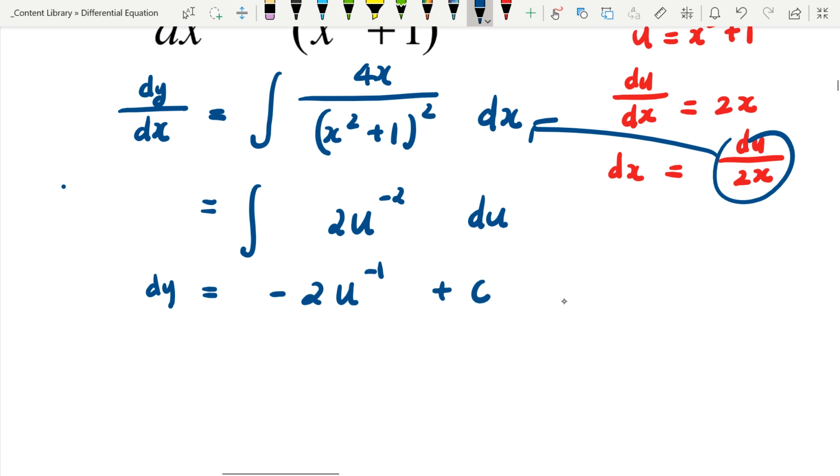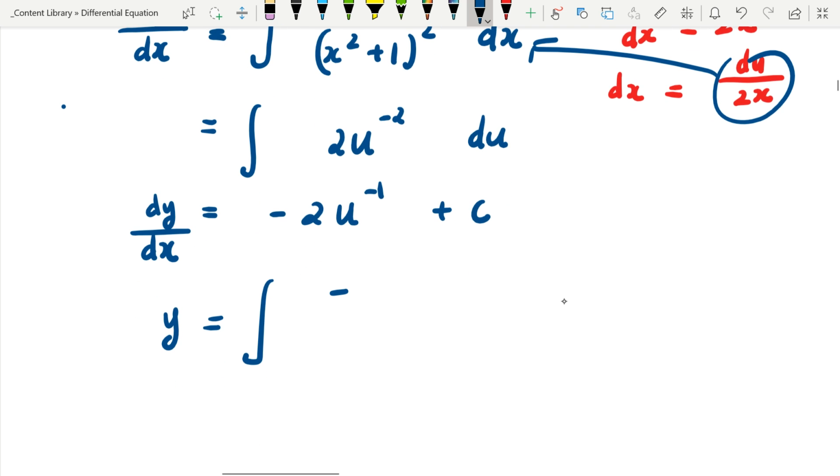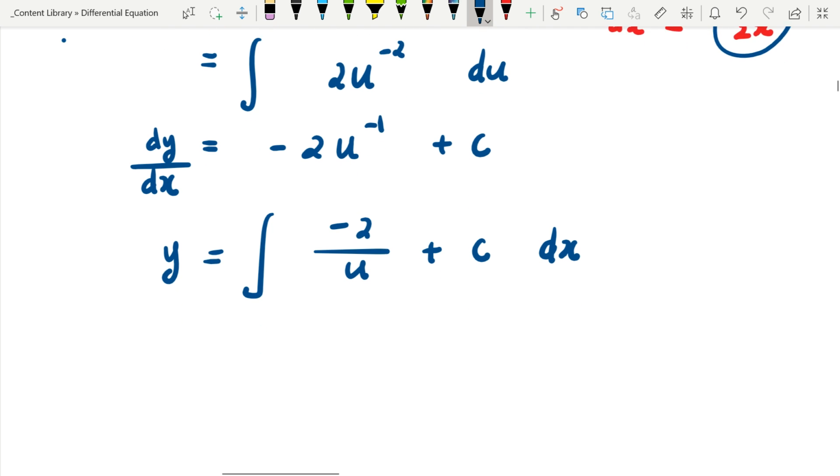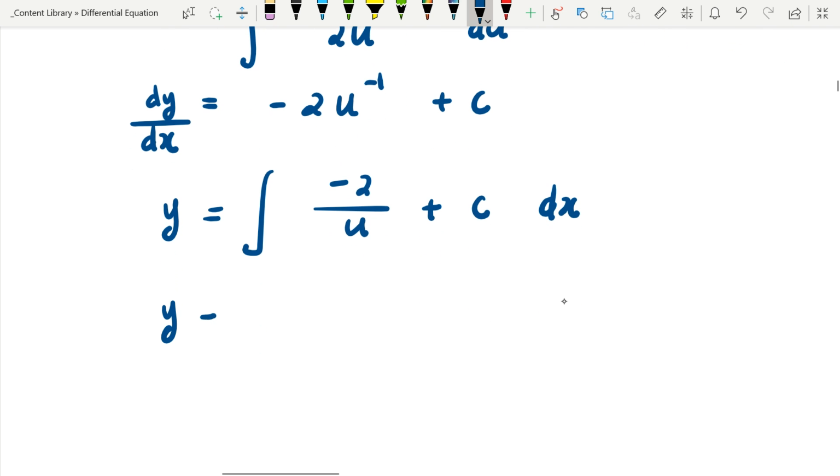Then that's the dy dx. So we just need to solve that again. That's minus 2 over u plus c. That's the important part. You will have a plus c, like that's a variable here. You need to plus the c value, because antidifferentiating a constant, you will have cx. So therefore we have y equals minus 2.